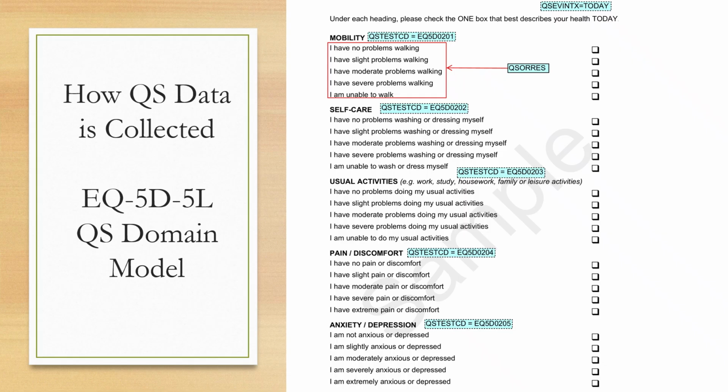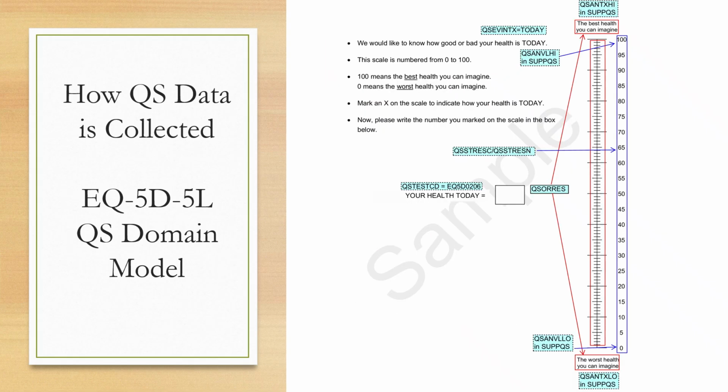Now let's see the other question which we have in your EQ5D5L form. The first 5 questions of the EQ5D5L form capture the text values of the question's response, but there is another question which captures the score entered by the subject. In this question, we are asking the subject to rate his health, how good or bad his health is on that particular day, and in this case it is today, with 0 being the lowest or minimum and 100 being the highest, that is the worst and best health you can imagine.